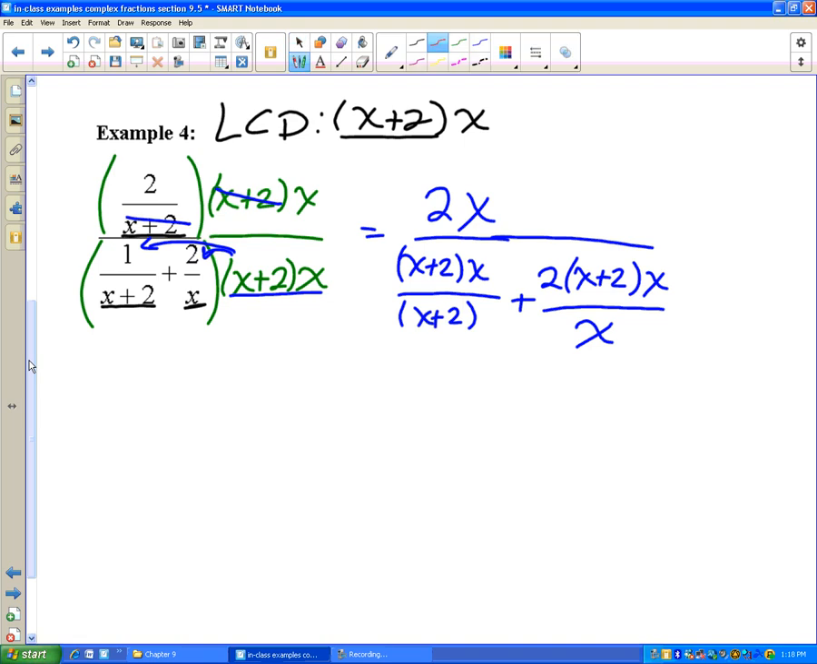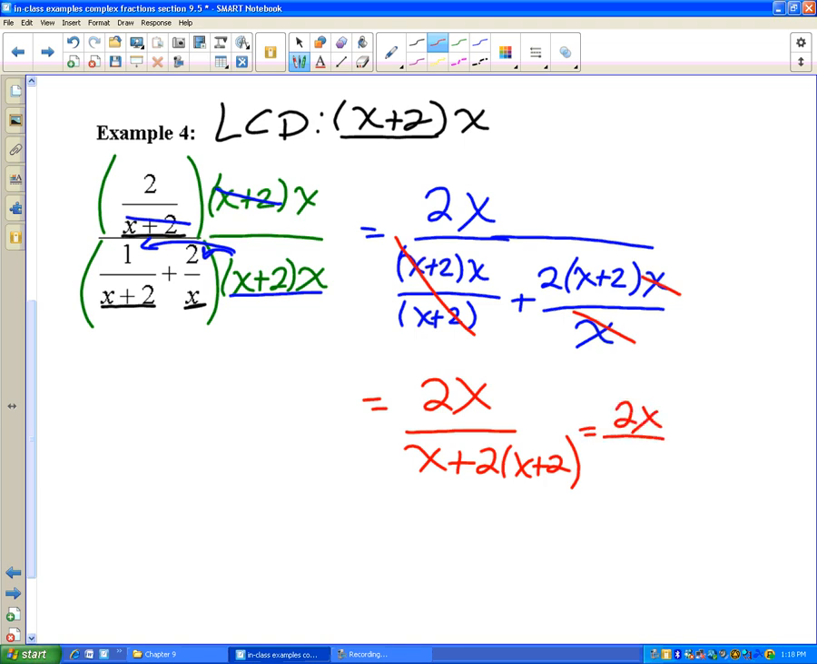Again, the purpose of multiplying by my LCD in the numerator and denominator is that these should cancel. So I get 2x over x plus 2 times x plus 2. Distribute the 2 in, I get 2x over.